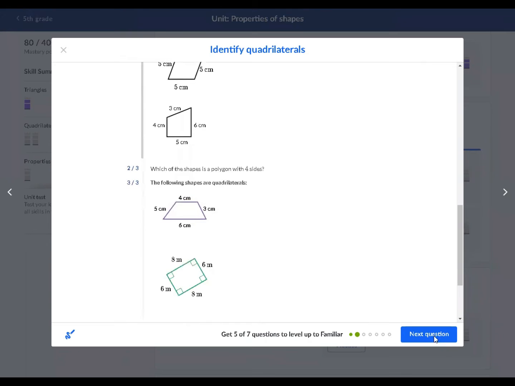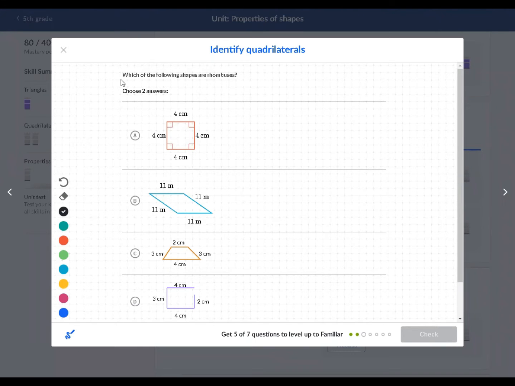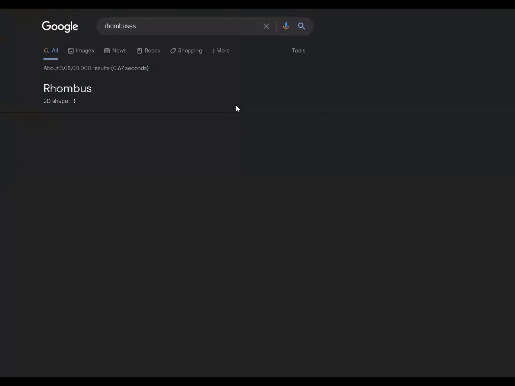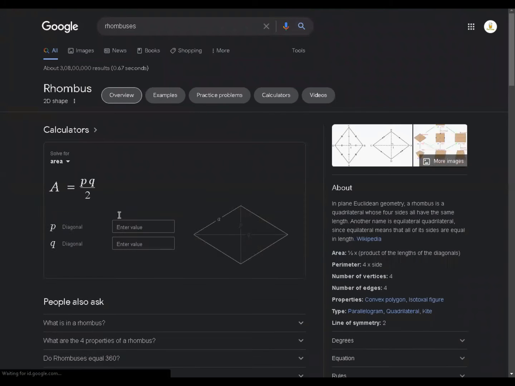Yeah, so which of the following shapes are rhombuses? So if some of you don't know the definition of a rhombus, I'm just going to show you. In geometry, a rhombus is a quadrilateral whose four sides have the same length. So yeah, that's the main definition of a rhombus.